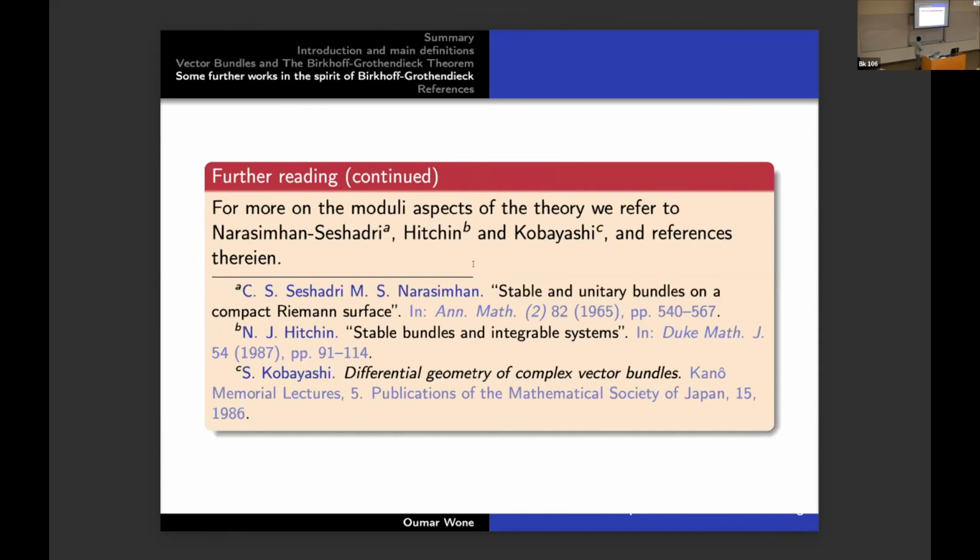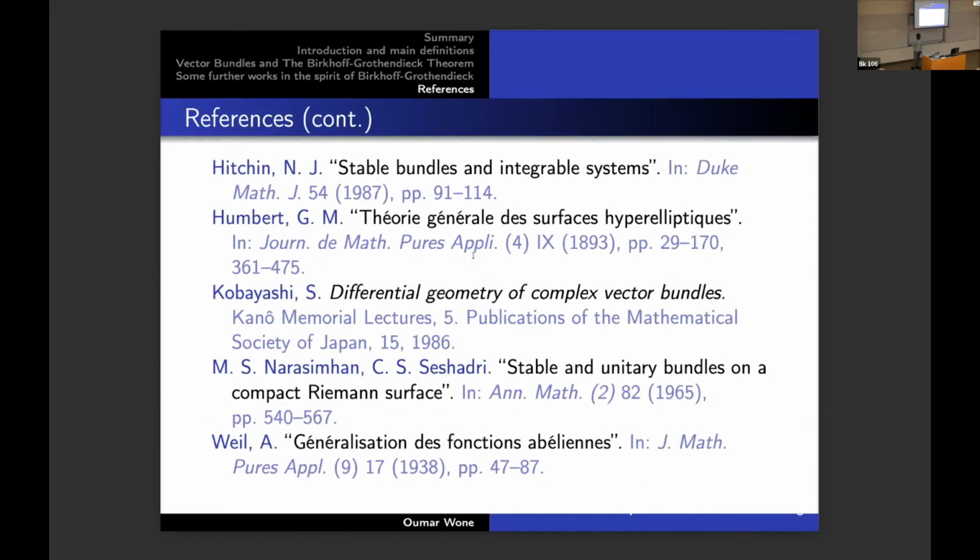Finally, for the moduli aspects of the theory, I refer to Narasimhan and Seshadri, Hitchin and Kobayashi, and I think the next speaker is going to talk about moduli spaces. And this morning also, one speaker spoke about moduli spaces, so I will stop here. Thank you for your attention.